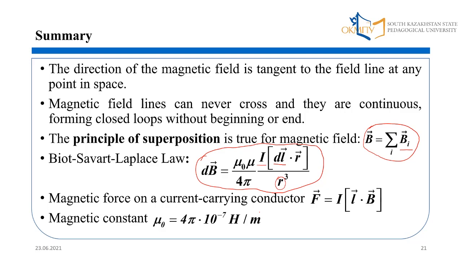Magnetic force on a current-carrying conductor is defined by this formula. It is directly proportional to the current flowing through the conductor, directly proportional to the length of the conductor and to the magnetic field. The magnetic constant is defined from the interaction of two parallel conductors, and it is equal to 4 pi times 10 to the minus 7th power Henry per meter.